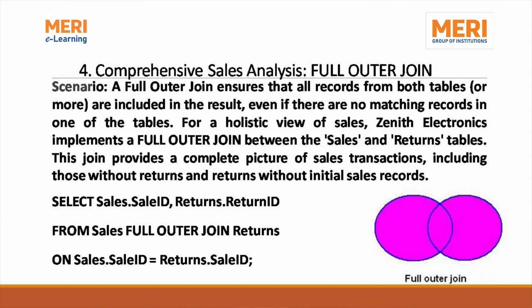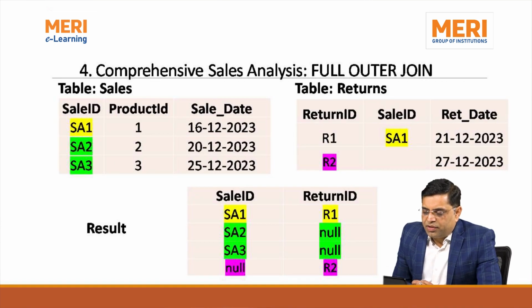Matching rows where the sale ID in the sales table matches the sale ID in the returns table. If there are unmatched sales IDs in either table, they will still appear in the result set with null values in the corresponding columns. This query retrieves sale ID and return IDs, showing sales that have been returned and sales that haven't been returned. Let's discuss this with an example, a full outer join.